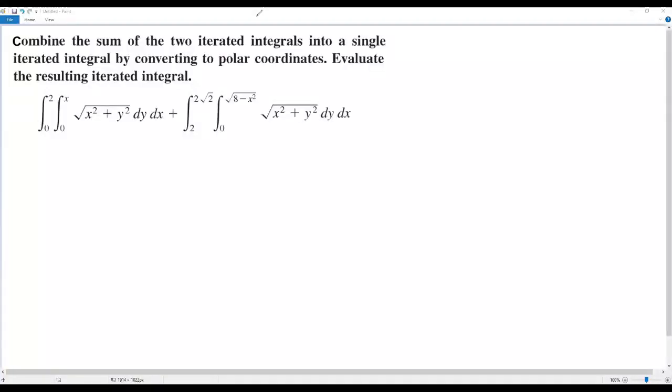Here we have a problem on iterated integrals. Okay, let's go to the information. Combine the sum of the two iterated integrals into a single iterated integral by converting to polar coordinates. Evaluate the resulting iterated integral.